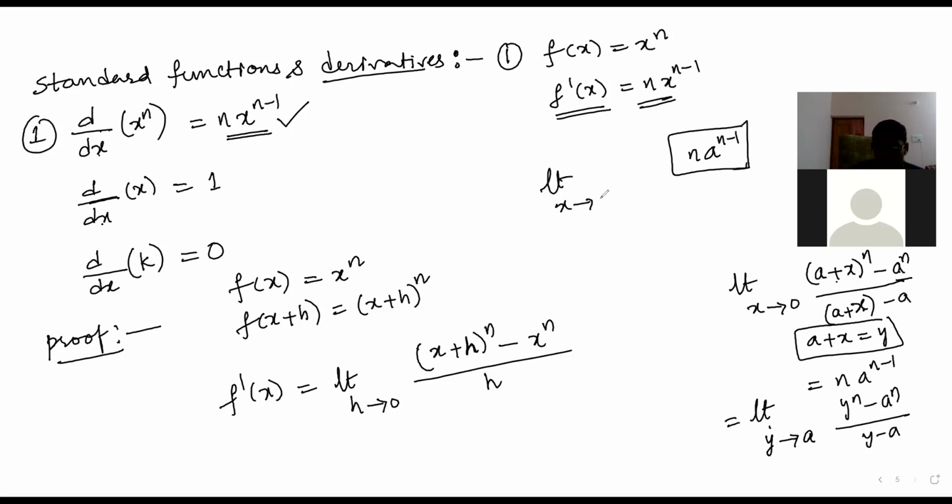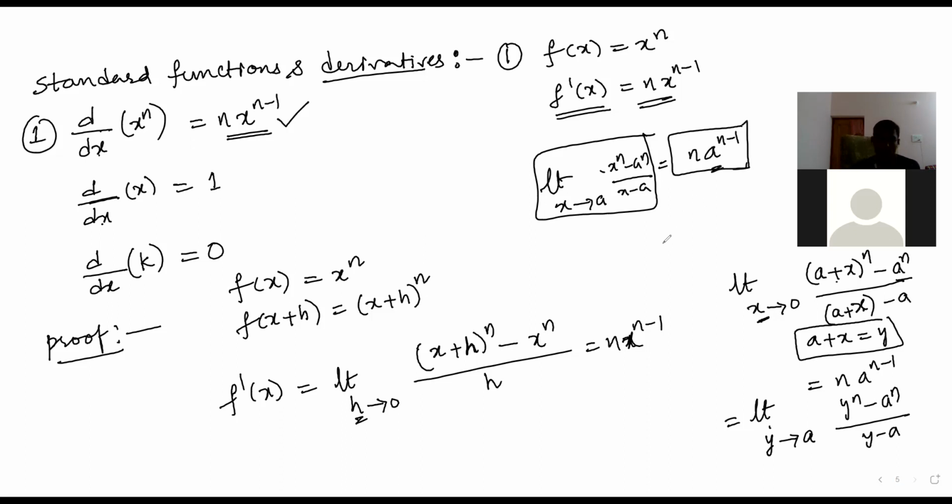Limit as x tends to a, (x to the power of n minus a to the power of n) by (x minus a). This only, no? Which is n into a to the power of n minus 1. Here also you can write like that only: y to the power of n minus x to the power of n by y minus x. So this simply gives n into, in the place of a, x is there: x to the power of n minus 1. Simple like that. Here actually x is a variable, h is the variable. X is constant now.